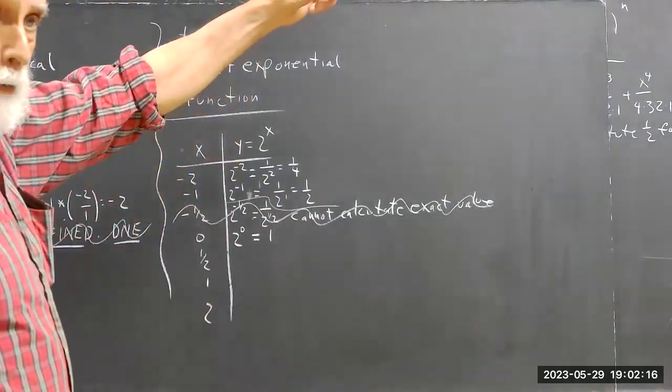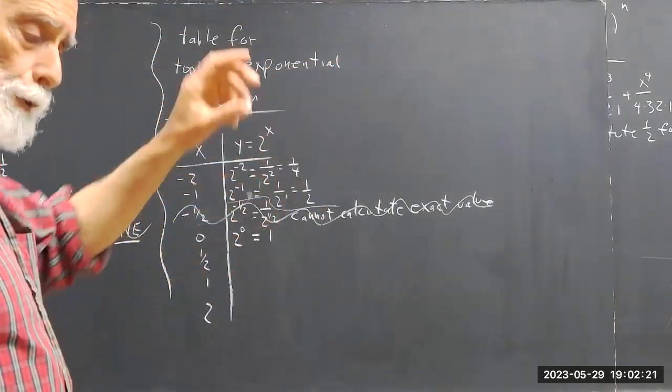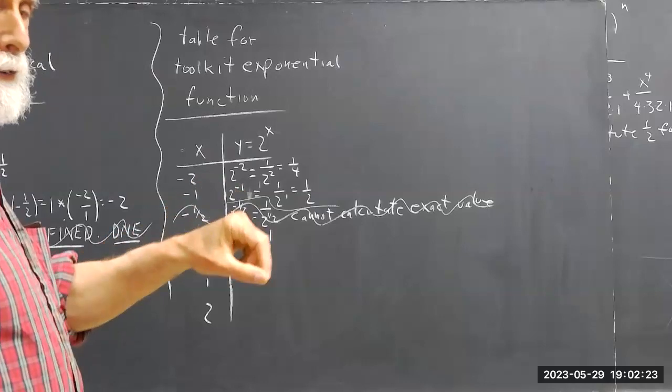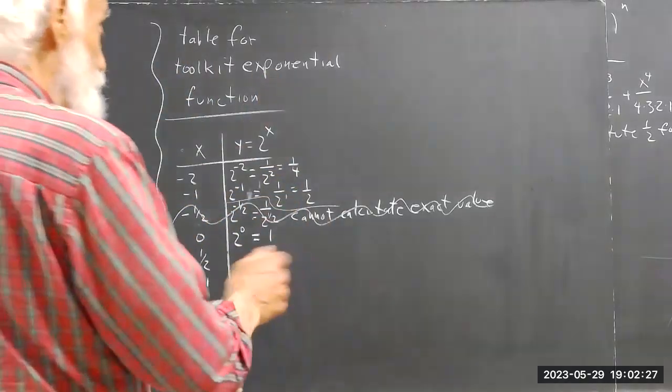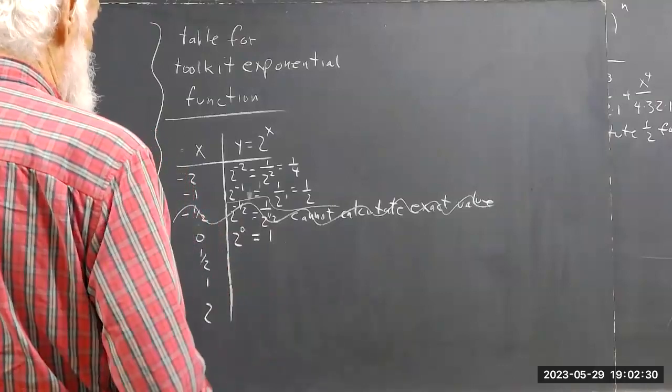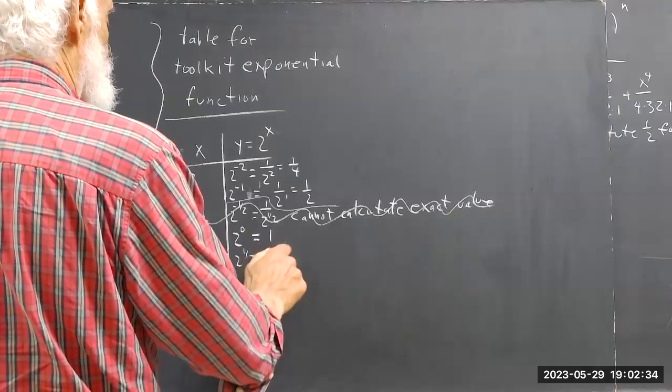Remember, 2 to the 3rd is 8, 2 to the 2nd is 4, 2 to the 1st is 2. So 2 to the 0 has got to be 1/2 of 2, which is 1, and then you can do negative exponents. You need to understand that. So that's fine. 2 to the 1/2.